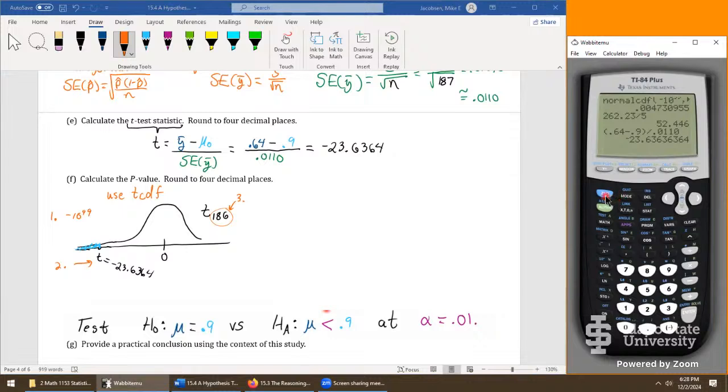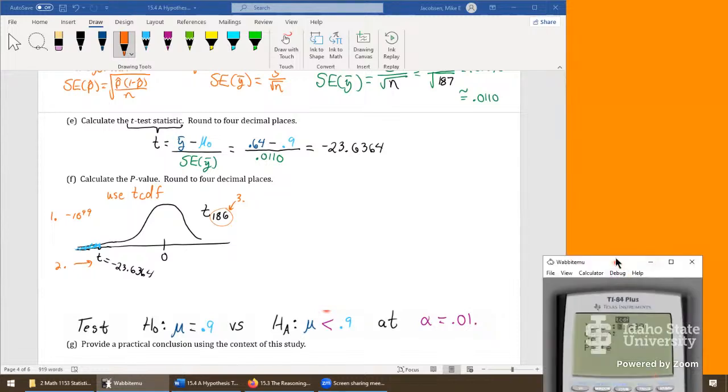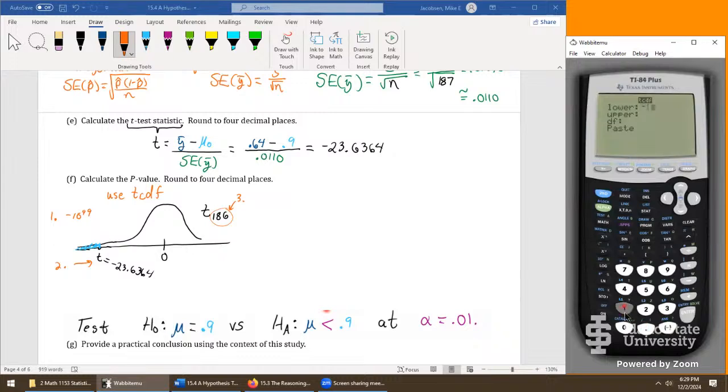So let's give this a try. Hit second vars, go down to option 6, going way down there, TCDF. Enter on that one. This is our calculator's way of saying negative 10 power 99. So you could leave it like that, but it's not very helpful for folks typing this in. Let's type it in the way we typically would. Go negative 10, up arrow to put in the exponent, and 99.